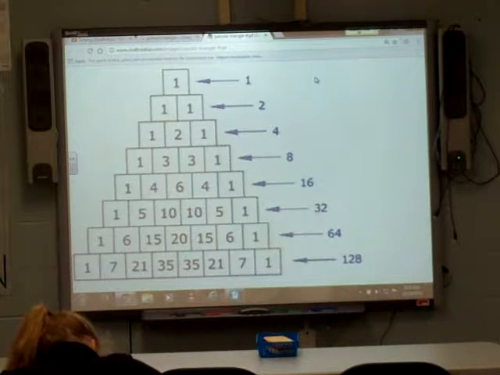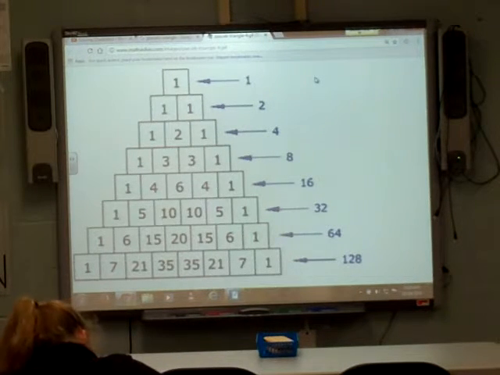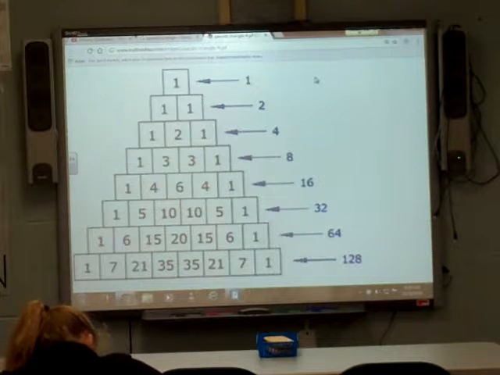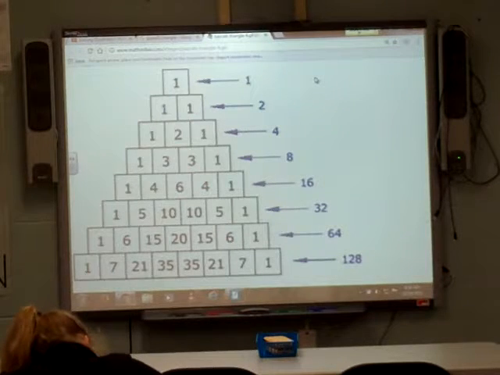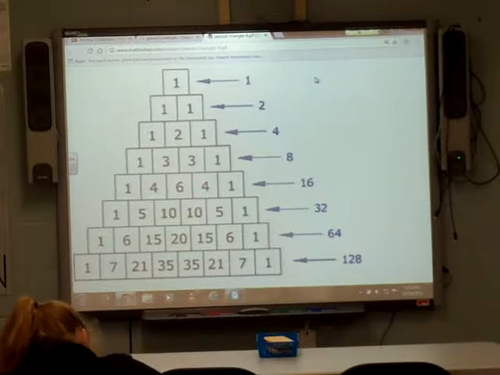Those numbers out there on the side in the blue, that's just telling what each row adds up to. I don't care about that. If you've already written them, it's okay, but I don't care about it. It doesn't hurt.